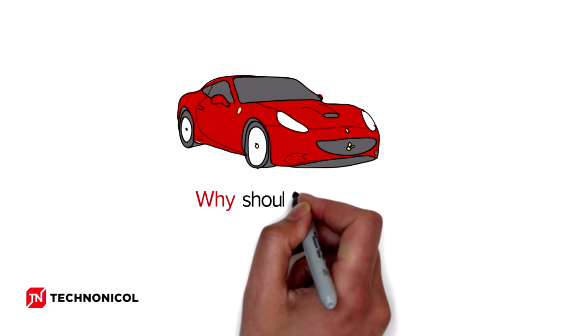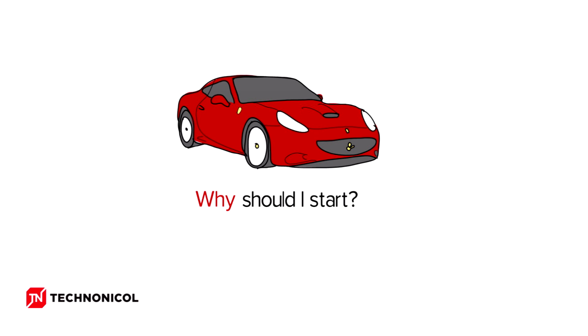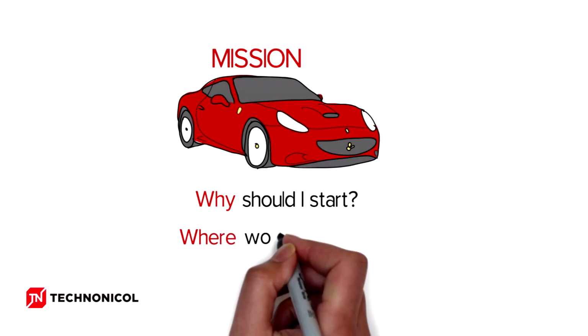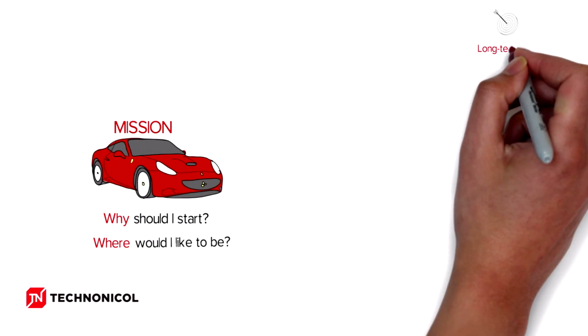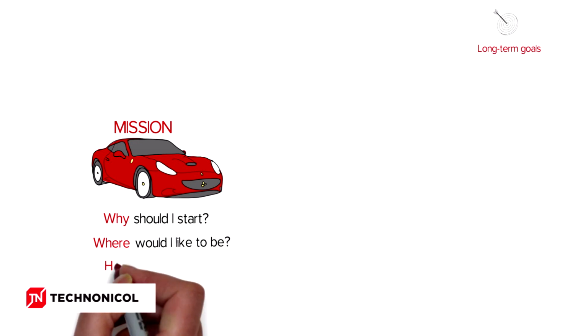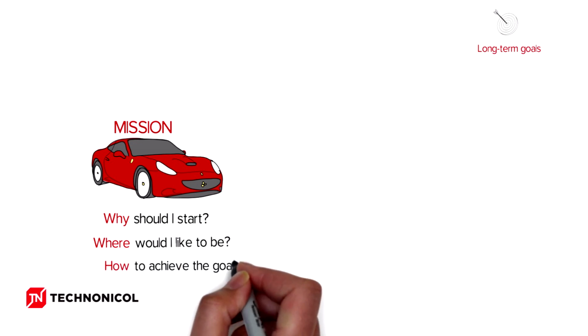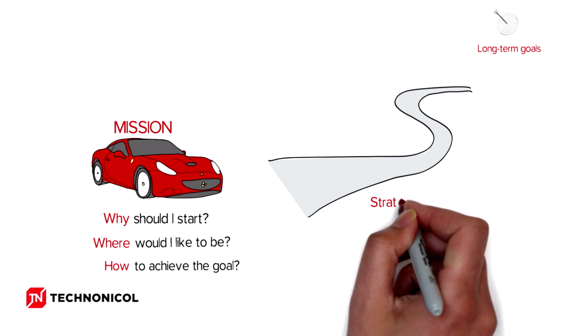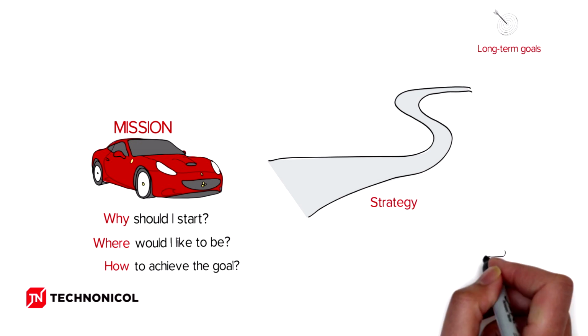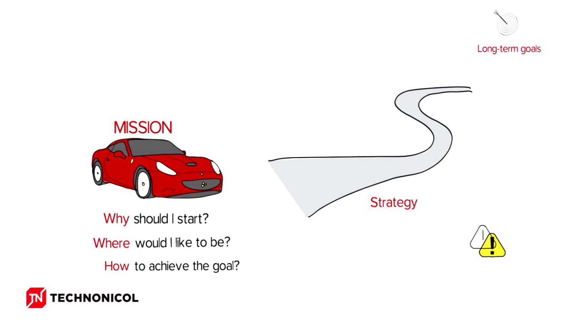First, why should I start? What's the reason for my journey? This is called a mission. Second, where would I like to eventually be? Those are long-term company goals. And finally, how do I plan to achieve my goals? What's the fastest and most convenient path? This is a strategy. But there are things that can prevent the company from reaching the destination, and those are risks.